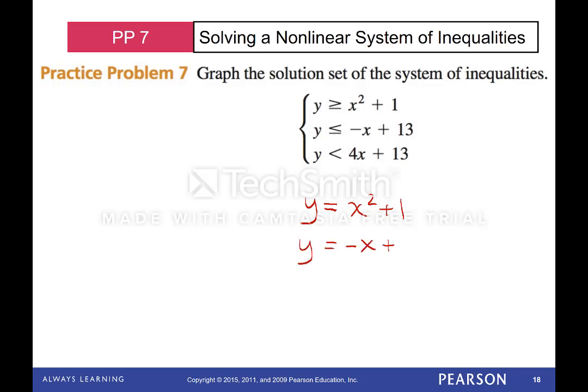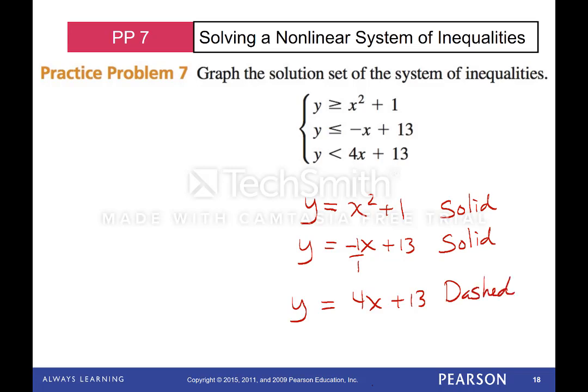Y equals negative x plus 13. And that's going to be a slope of negative 1 over 1, just for later purposes here. And y equals 4x plus 13. And then let's think about solid or dashed lines for these. This first one would be a solid line. The second one, less than or equal to, would be a solid line as well. And the last one here is a dashed line right there, because it's a less than symbol only.